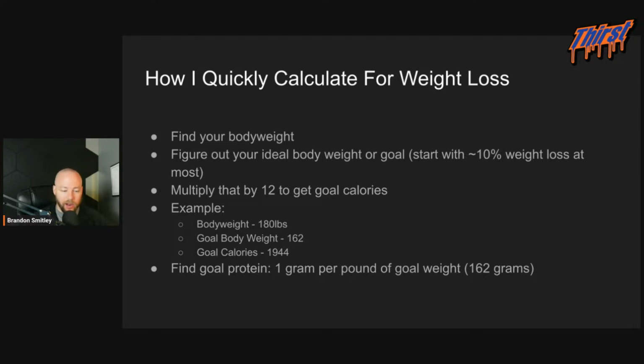The other thing you can do here that I want to emphasize is that you eat 1 gram per pound of body weight of that goal weight. So taking our 180-pound individual, that means we want their goal protein to be 162 grams of protein for the day, every single day. Now, again, I know people hear, oh, we eat 1 gram per pound of body weight.